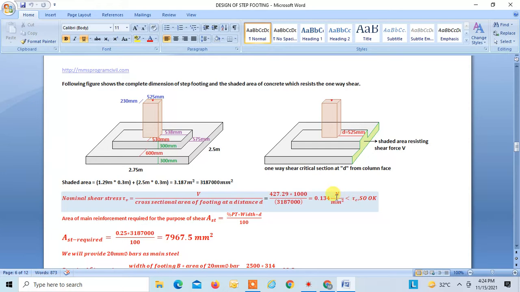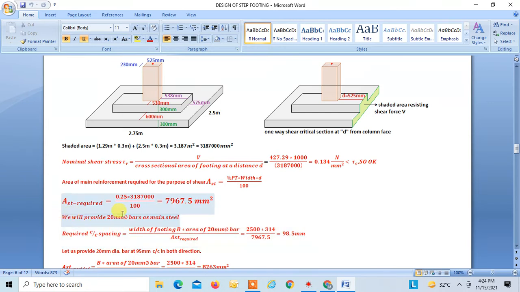Tau c assumed is 0.36 newton per mm square. So this is less than tau c, so the section is okay. Now we have assumed the percentage of steel as 0.25. From that we can find AST required, that is 7967.5. And once we know this area, we are assuming that we are going to provide 20 mm dia bar as our main steel.